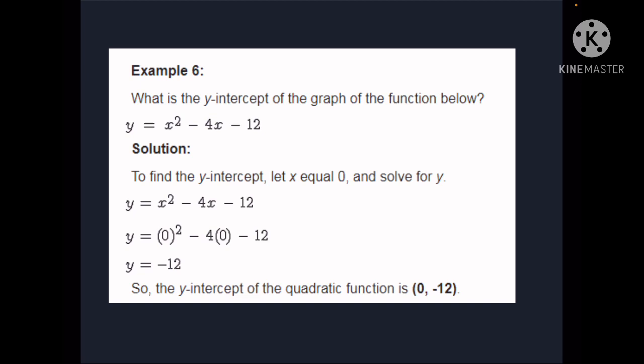How can we find the y-intercept? We said that we must make the value of x equal to 0, which means I will substitute x with 0, so it will be 0 to the power of 2 minus 4 multiplied by 0 minus 12. 0 to the power of 2 equals 0, and any number multiplied by 0 equals 0. Then the value that will remain for me is negative 12. Then the y-intercept is (0, negative 12).